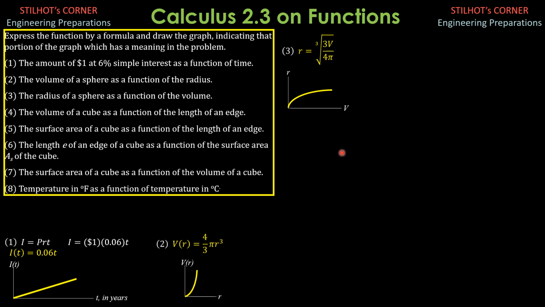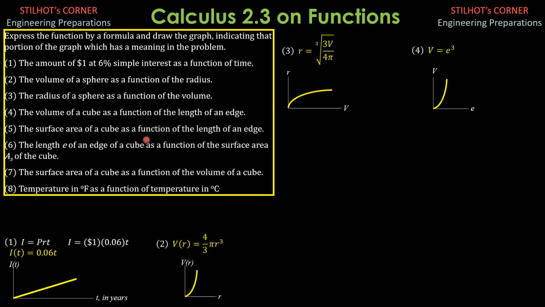Then the volume of a cube as a function of the length of an edge. The volume of a rectangular parallelepiped is length times width times height. And since for a cube the length is equal to the width and the width is equal to the height, equal to E, the volume is just E cube, and the graph is like this. So volume is E cube, or volume as a function of the edge is E cube.